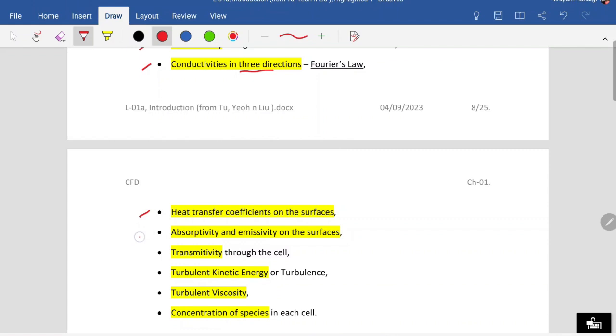Then absorptivity and emissivity on the surfaces. Again, this is talking about the domain boundary where the radiations are falling. We should know the absorptivity and emissivity at the surfaces. Then transmissivity through the cell. For each cell, the radiations are passing through it; part of that is being absorbed and part of it is being transmitted. So transmissivity as well as absorptivity of the cell.